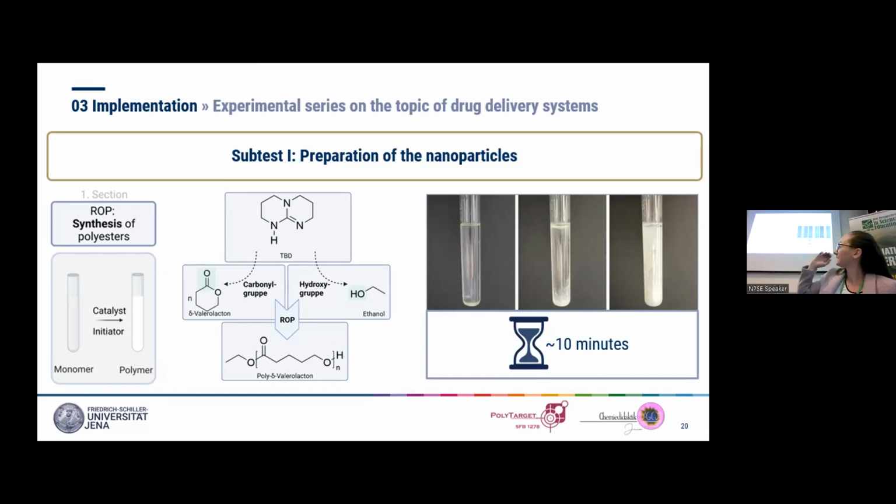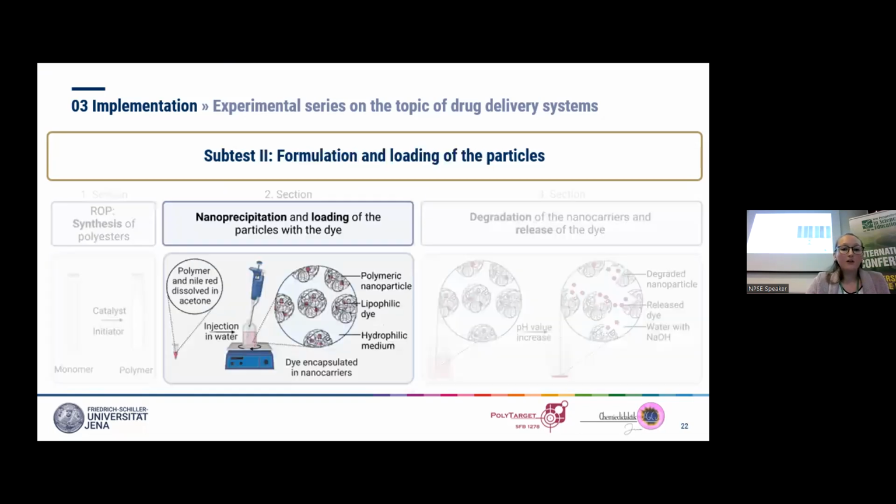And as you can see in the pictures, the students can follow the reaction with the naked eye. After the synthesis of the polymer, they take their own synthesized polymer for the next step, nanoprecipitation. For the nanoprecipitation, they use the polymer and dissolve it in the solvent. It is important that the solvent is miscible with water.